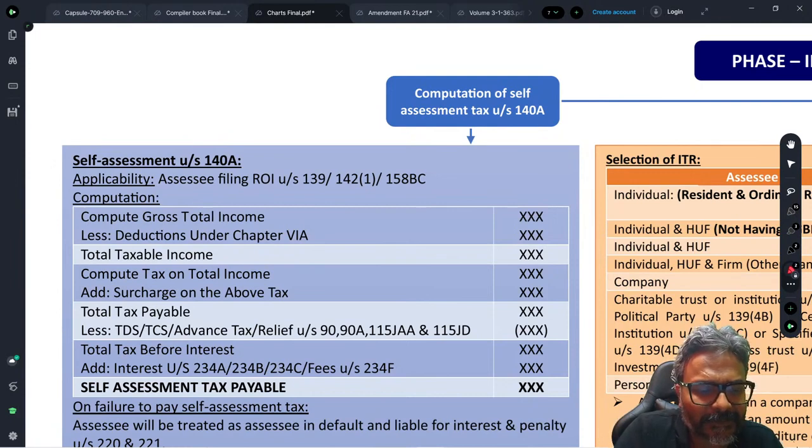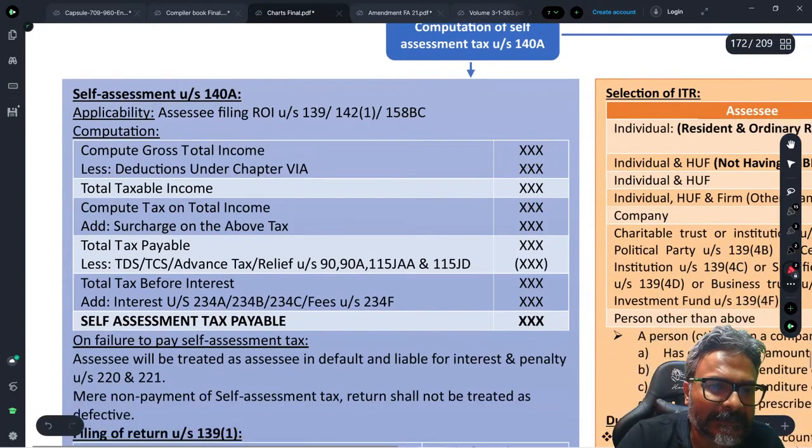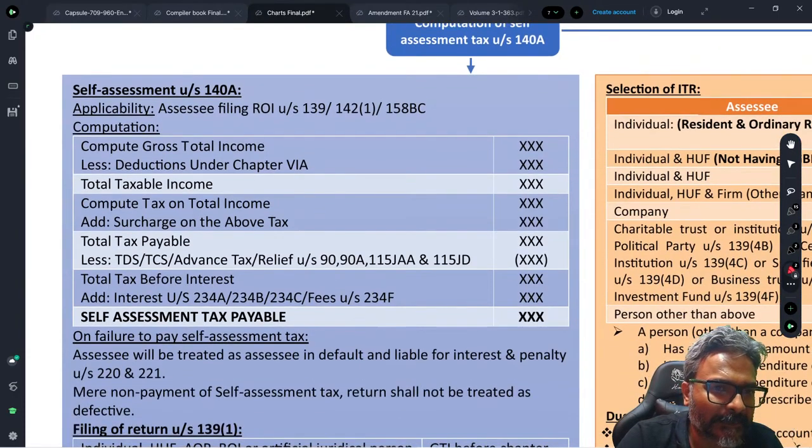And the answer to that, students, is yes. The ROI in this case can still be filed even if the SA tax hasn't been paid. Even if the SA tax hasn't been paid, students. So just keep that in mind.